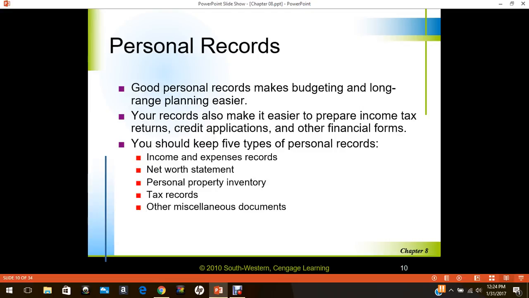Now, it's also important to keep good personal records. This is going to make budgeting and also long-range planning easier. What we're going to do at this time is take a look at different types of personal records that we want to make sure that we keep. There are 5 types of personal records that you want to make sure that you store in a good location. That includes income and expense records, net worth statement, your personal property inventory, tax records, and other miscellaneous documents.